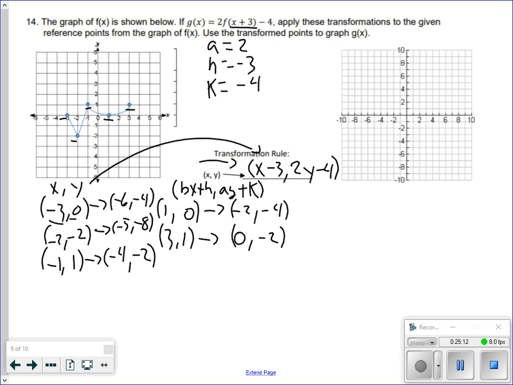So these are my points. I have negative 6, negative 4, that'll be right there. Then negative 5, negative 8, sorry, right there. Negative 4, negative 2, then negative 2, negative 4, then 0, negative 2.